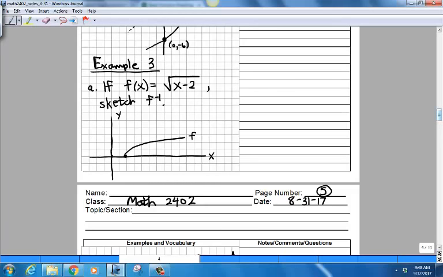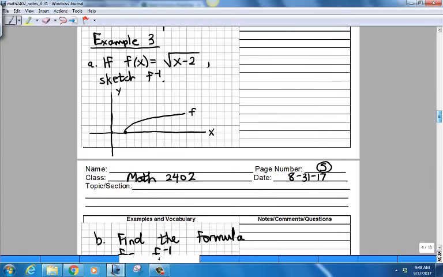Do you think you can figure out the formula for f inverse? Let's see, how do we do that? Yeah, you flip and solve for x. So write this as y equals square root of x minus 2, and then reverse the variables. So you get x is square root of y minus 2, and now solve this equation for y. How would you solve this equation for y?